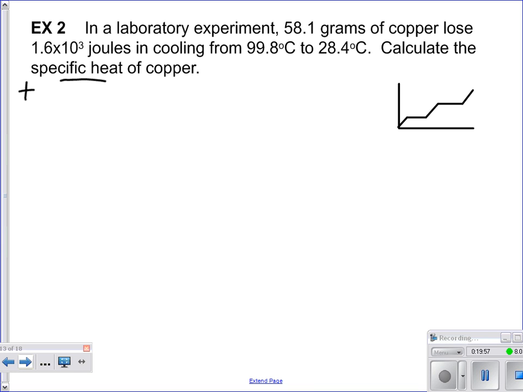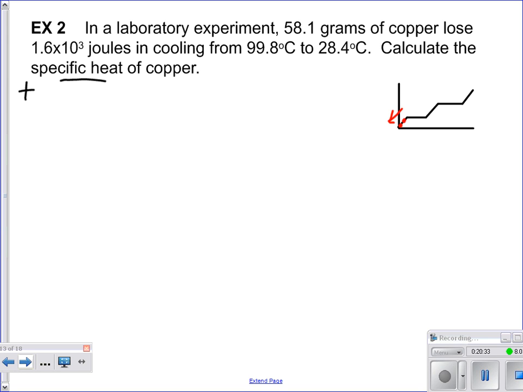If we look at our heating curve, it's going from 99.8 to 28.4 for copper. Oh, this is going to be hard to get this in here. It's going from a solid to a solid. I am not on that point. That's not at its melting point. It is just cooling is all it's doing. So it's a solid that is going from one point to another, but it doesn't ever change phases. Even if you don't know anything about copper, there's nothing in here that suggests it's changing phases. So we're just going to move in that direction.